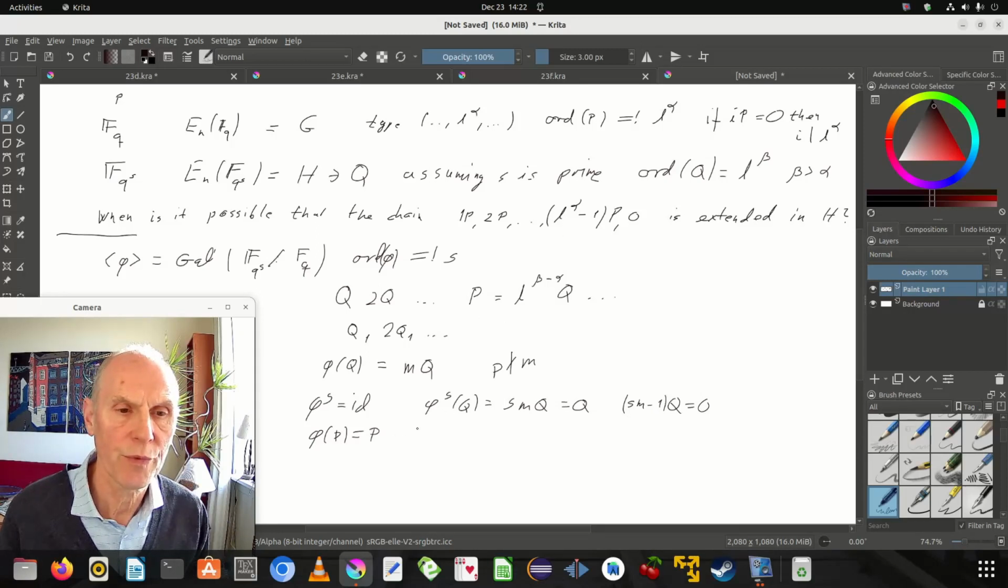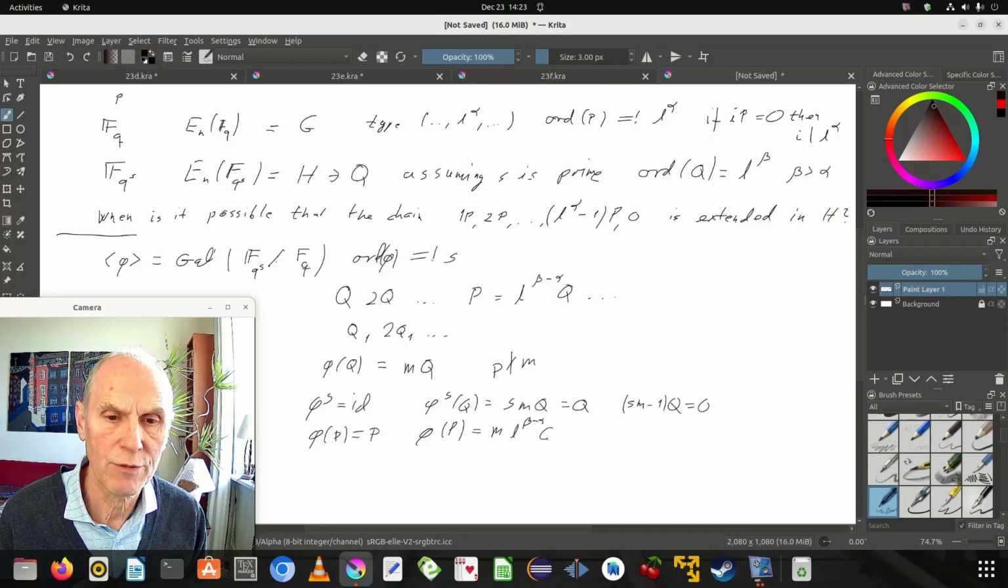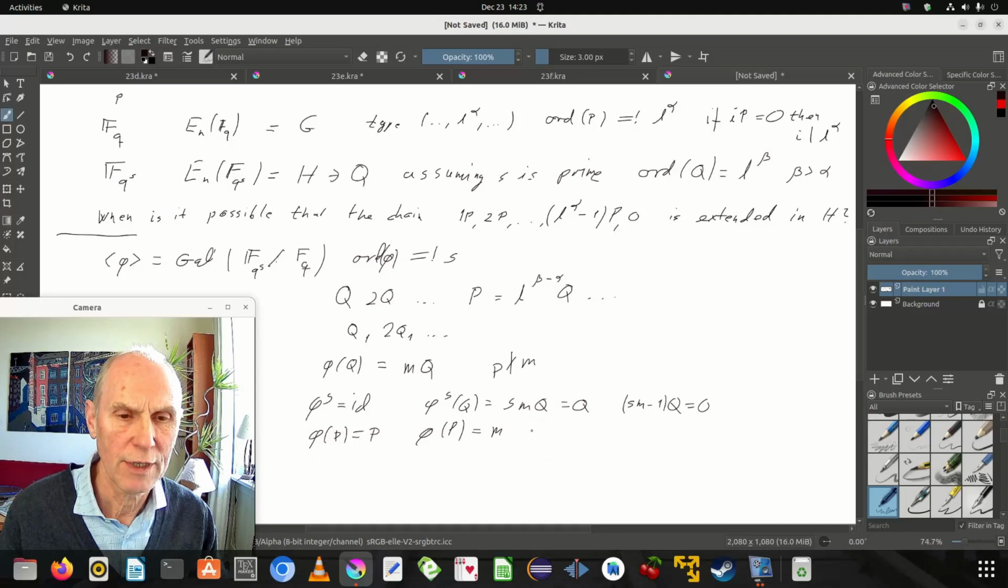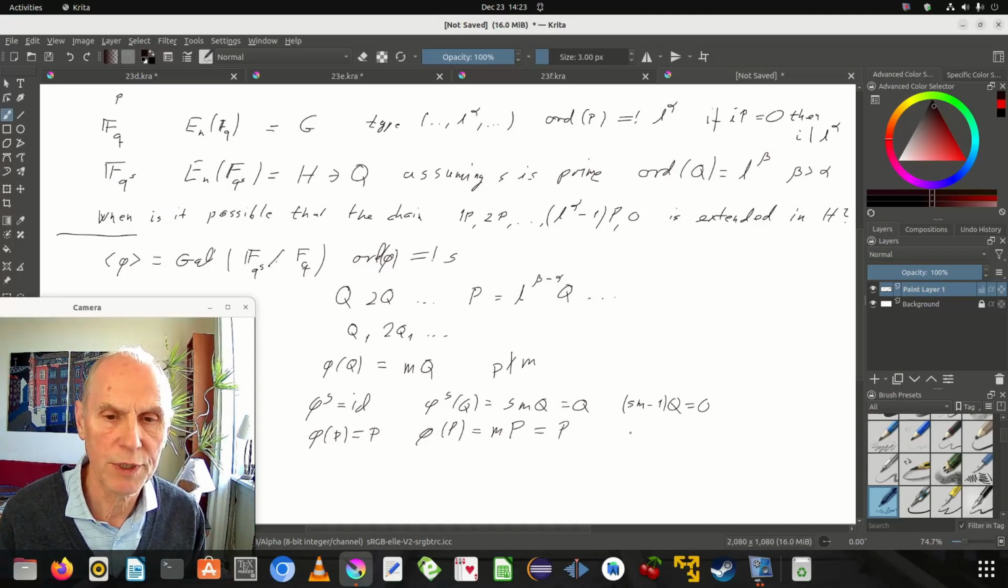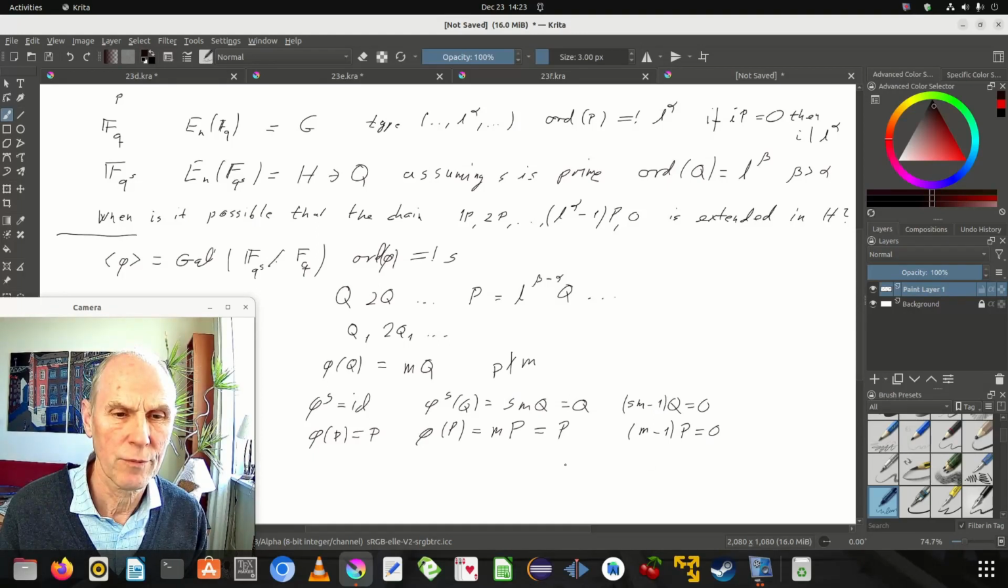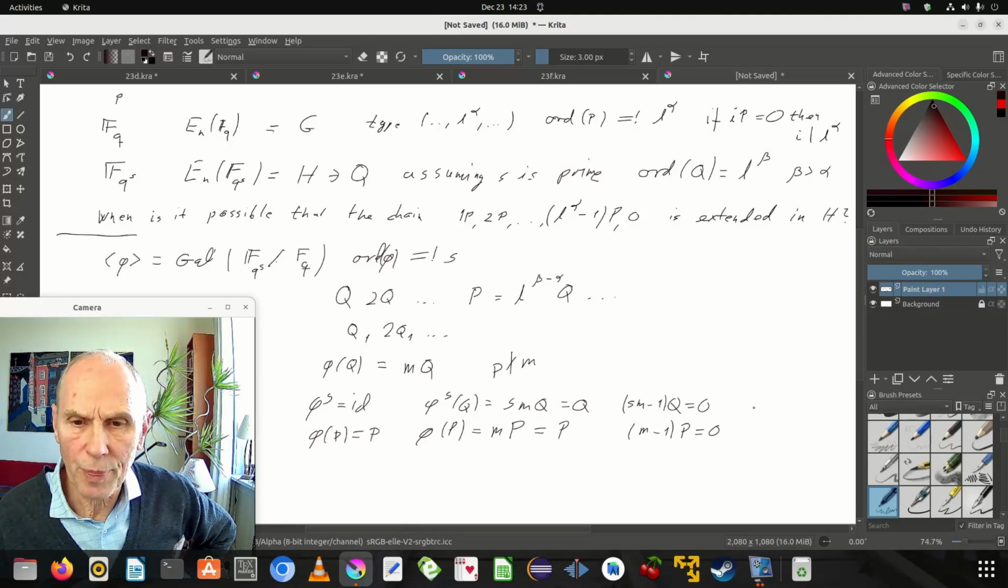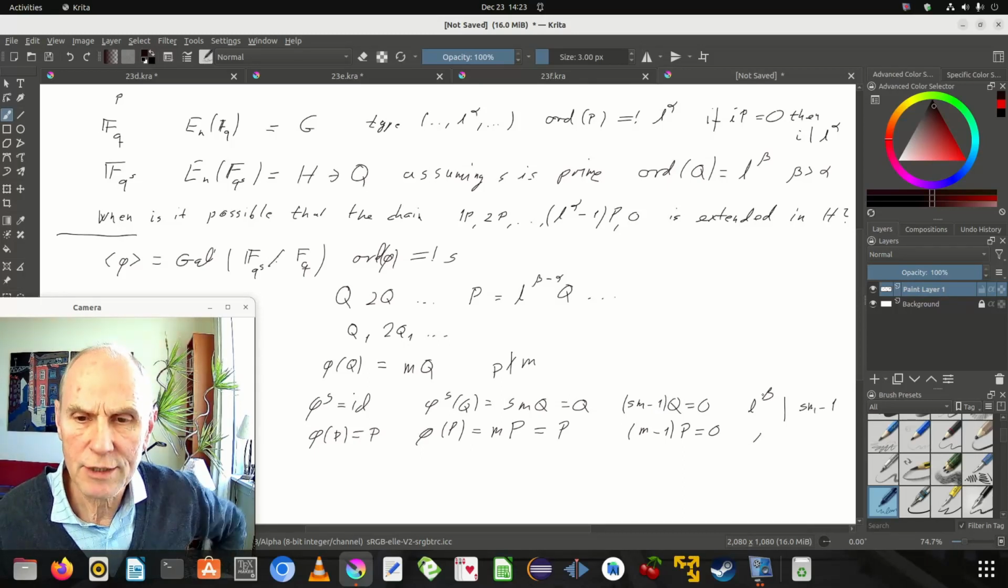And we do the same here. Phi of P. It's in the sequence, so it's M times, I'll just write it again, M times L to the beta minus alpha Q. That's complicated thinking, really. It's M times P, and that should equal P. So up here we get that L to beta divides SM minus 1, and down here we know that's L to alpha.